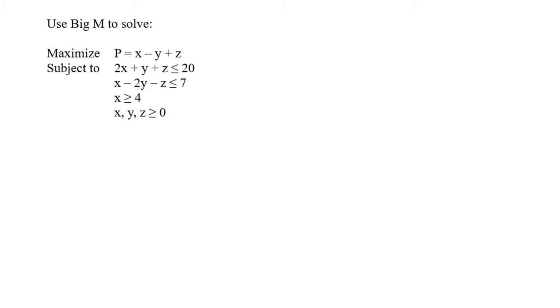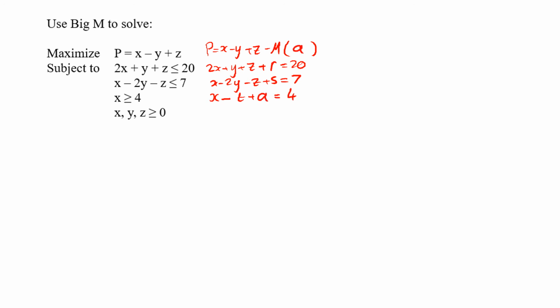We're going to set up P is equal to x minus y plus z take away ma. Well, actually, we need to figure out how many artificial variables we've got first. Take away m lots of something. We're going to change this to 2x plus y plus z plus, let's go with r, is equal to 20. We've got x minus 2y minus z plus s is equal to 7. And we've got x minus, minus t, and then plus our artificial variable, which I guess we'll call a, is equal to 4. And so, yeah, our objective function needs to look like that.